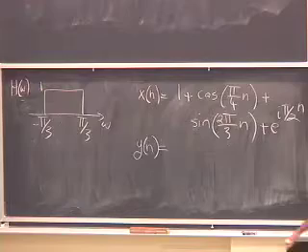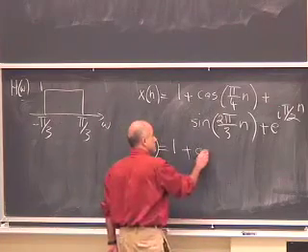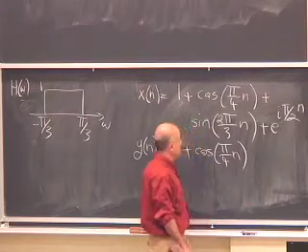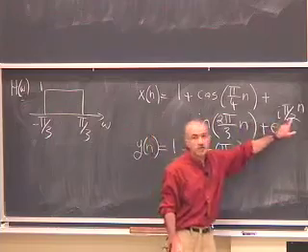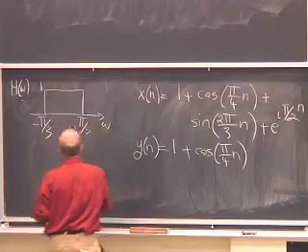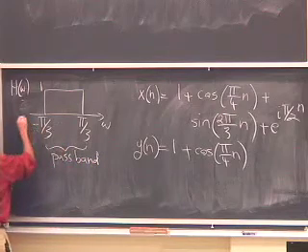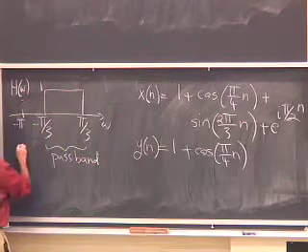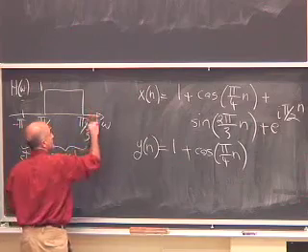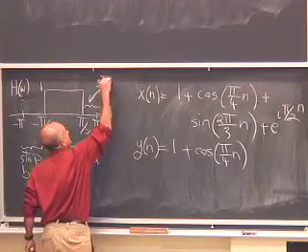What gets passed? What gets killed? 1 plus cosine of pi over 4 n. That's it. Because these, the frequencies 2 pi over 3 and pi over 2, are outside the pass band. This is the pass band, and this is the stop band. And that's pi. Stop band.